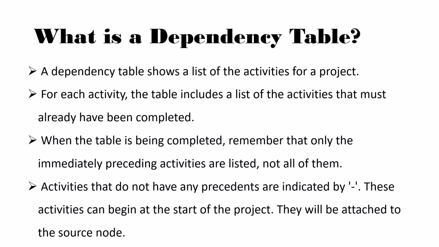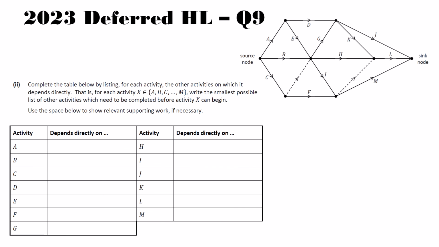Activities that don't have any previous activities they depend on are going to get just a little dash to show that we're not leaving it blank, because then it's not really answered. We want to show that we know that there are no dependencies. So when you're filling out this table, it's really important that you're working with your graph. So I've put a little graph up here, and we'll start with A, B, and C. A, B, and C are at the source node, which means they have absolutely no dependencies.